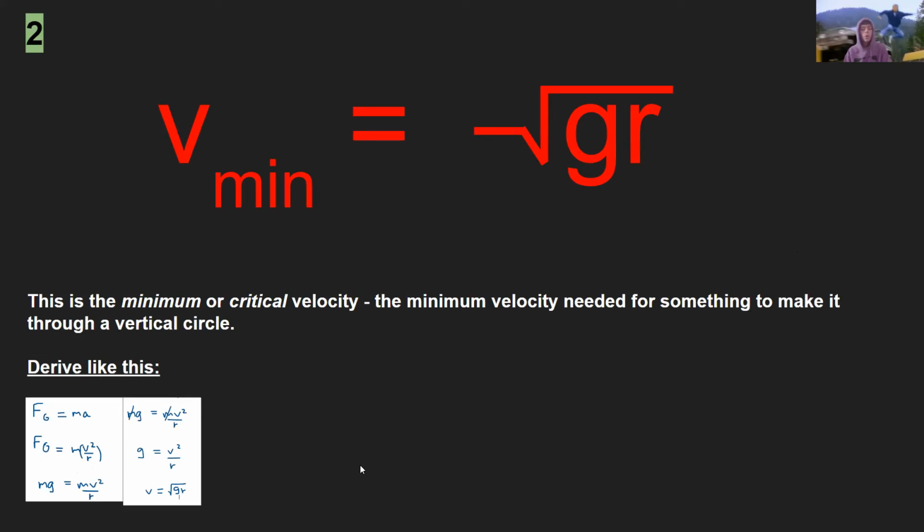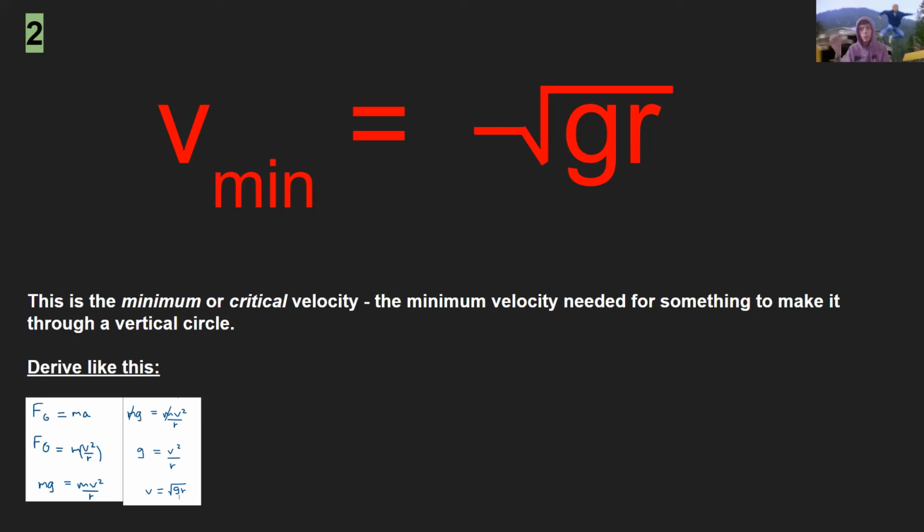Now, what is minimum velocity? This is also called critical velocity. These are the same thing. This is the minimum velocity needed for something to make it around this vertical circle. If it's less than this velocity, then it will just go back down or fall off. So this equation is useful for roller coaster builders, honestly, because then you'll know what won't make the thing fall off. And this is a possible free response one.